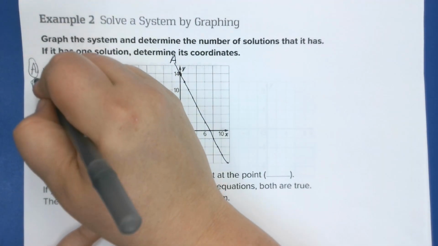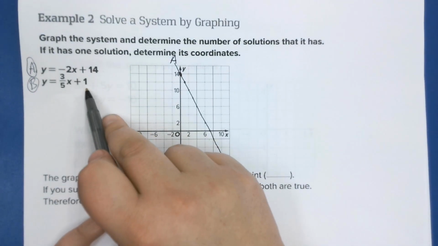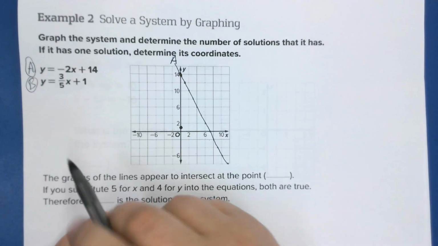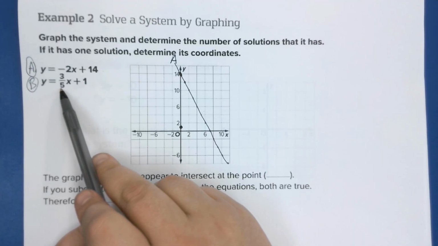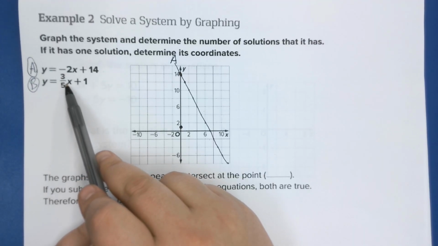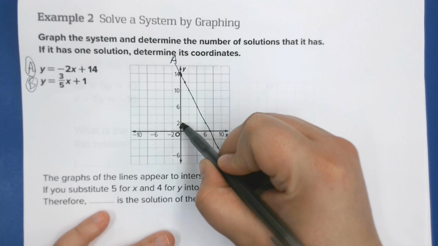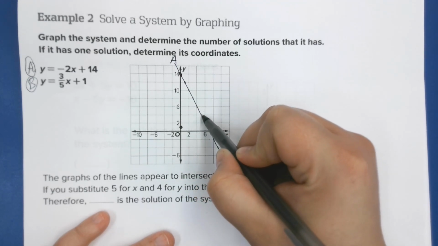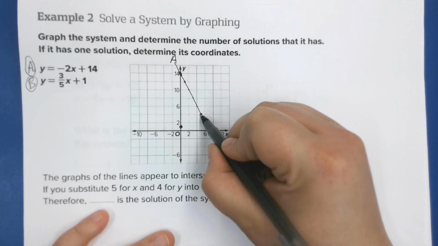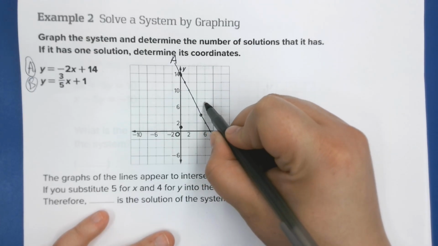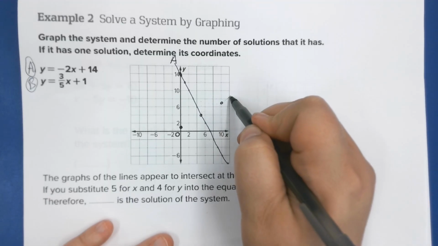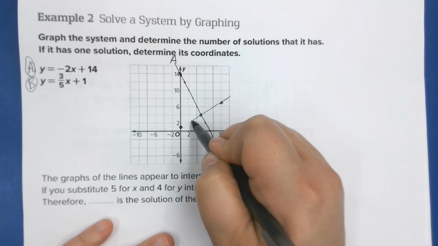Next up I have equation B. I have a y-intercept of 1, so my y-intercept is right here. My slope is 3 over 5, so I'm going to go up 3 to the right 5. So 1, 2, 3, then 1, 2, 3, 4, 5. I can now very easily graph my line.